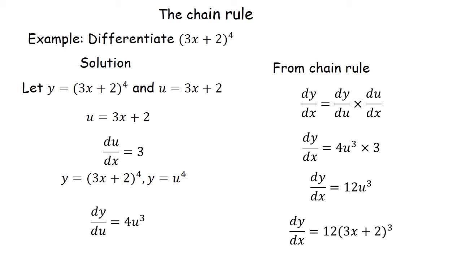Then we just substitute back the value of u, which would be the same as saying this is going to be equal to 4 times the derivative of the inside one, which would be 3. Then we reduce the power by 1, which would be 3. So still this would give us 12(3x + 2)^3. So they would give us the same answer.